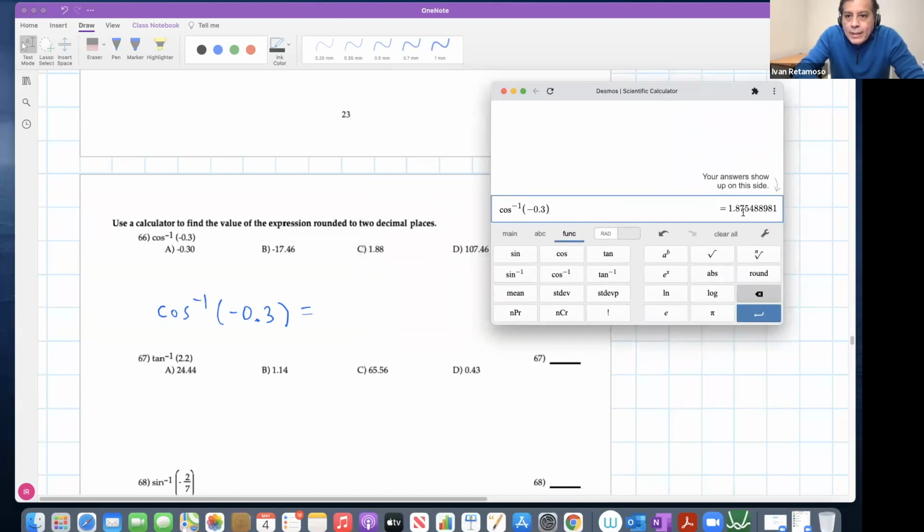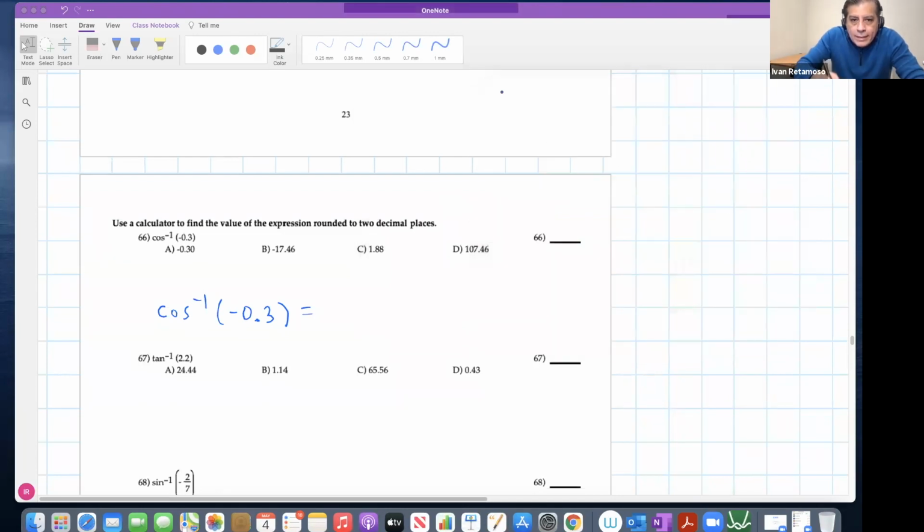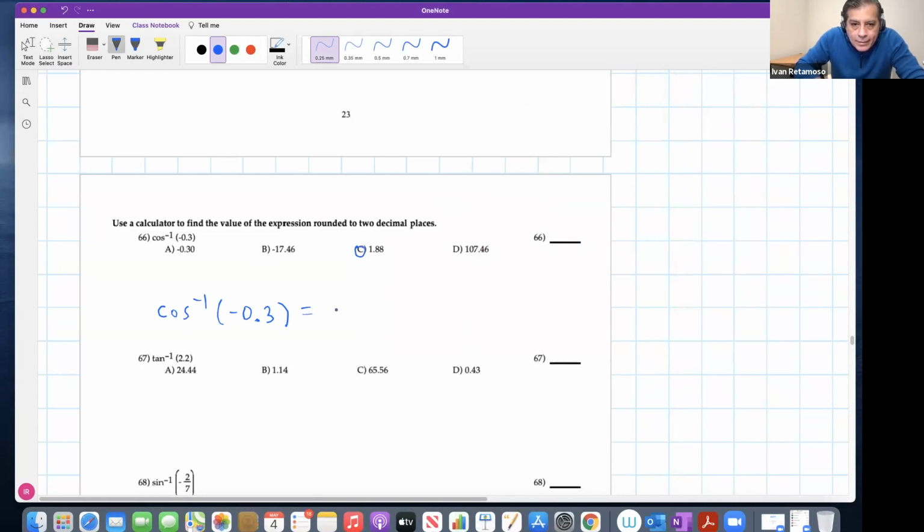So 1.875, right? They want you to round it to 2 decimal places. So this should be 1.88, right? 1.88. So go for that, 1.88. You follow, guys? With a calculator, right?